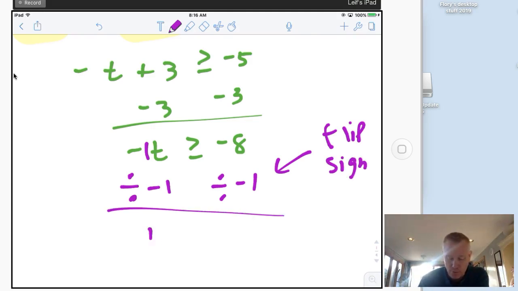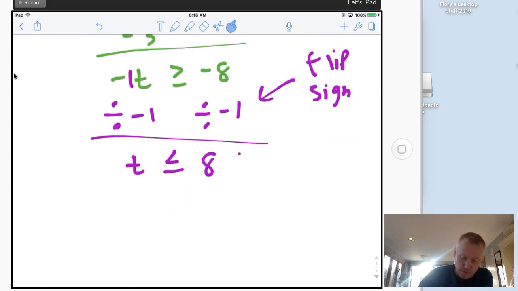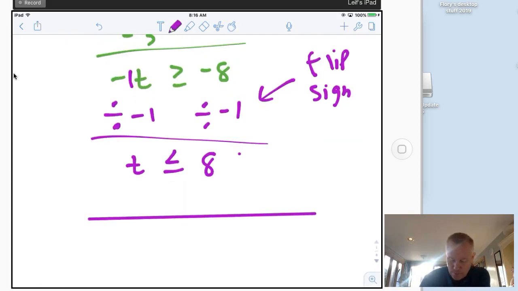And that's the time when it usually comes up, at the end when you divide by what's in front of that t. If it's a negative number in front of that t, you know you're going to flip that sign. Negative 8 divided by negative 1 is positive 8, and that's my solution. If they asked you to graph it, it would be a solid line.